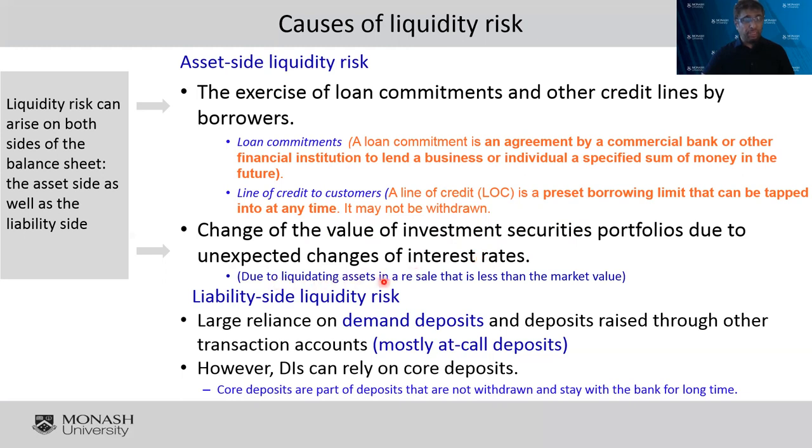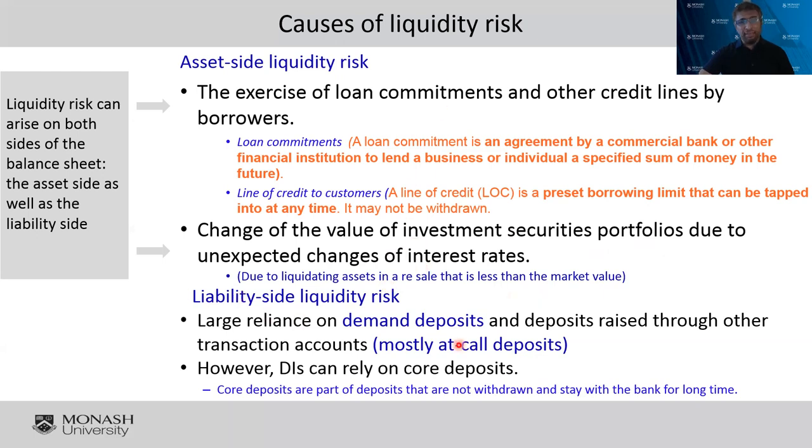And then due to the liquidation of those assets, the price and the value of them, because of the liquidation and because of the liquidity need, you will have to sell them for less than the market value. And this is actually making a liquidity problem, because you have to sell your assets under the market price, especially when the interest rate is going up and you are holding this type of assets. So that is the asset side.